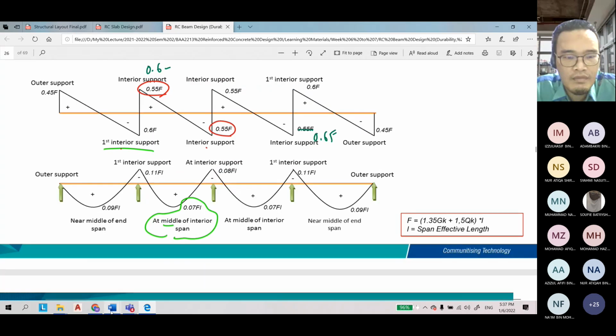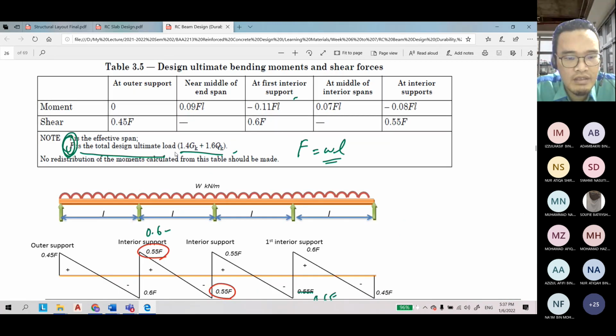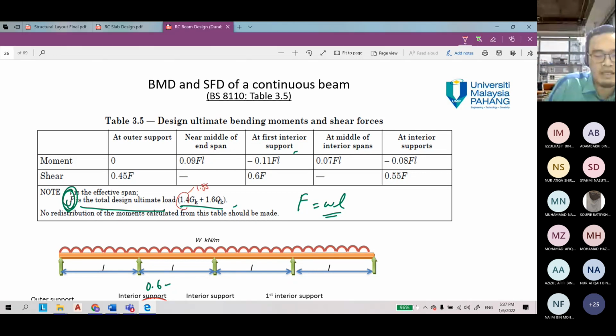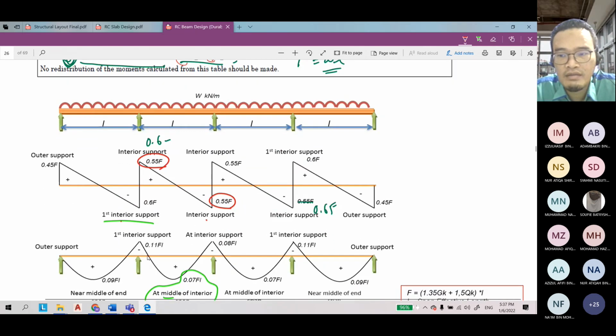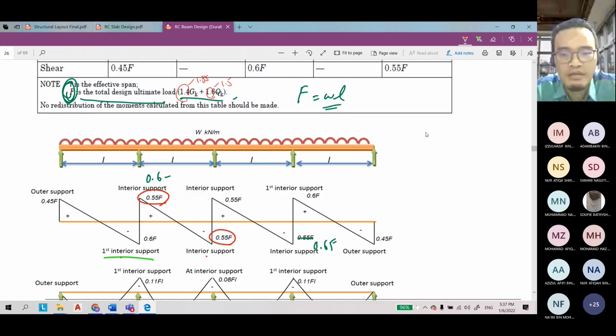So make sure you have F, but be careful when using this one: F is the total design ultimate load. The factor is for Eurocode. By using Eurocode, the factor is 1.35 GK plus 1.5 QK. So this is our table, you can refer to this one.